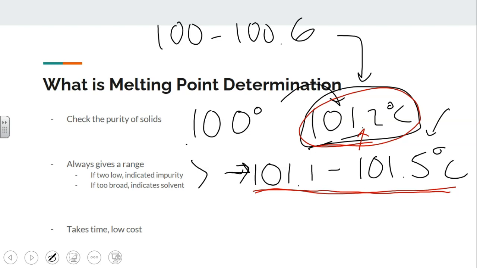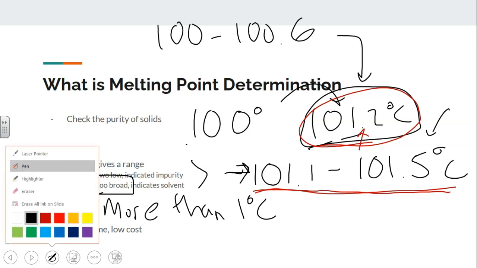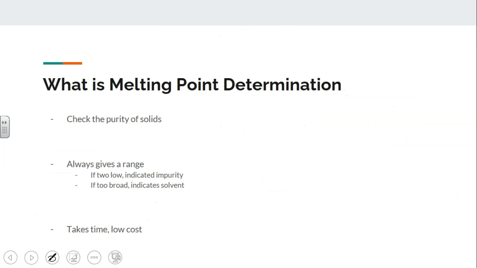Now the other thing is this range should be pretty narrow. It shouldn't be too broad. If it is too broad, meaning more than 1 degree, that means there's probably some solvent left in the solid that is causing the range to be broad. So let me clear this off and do a different example.